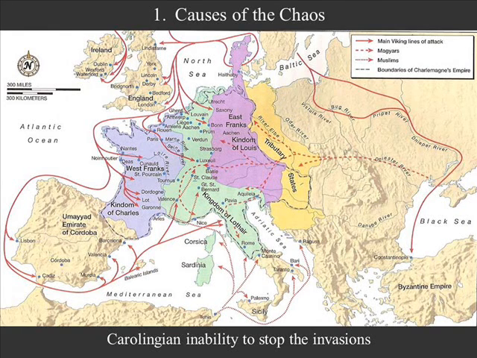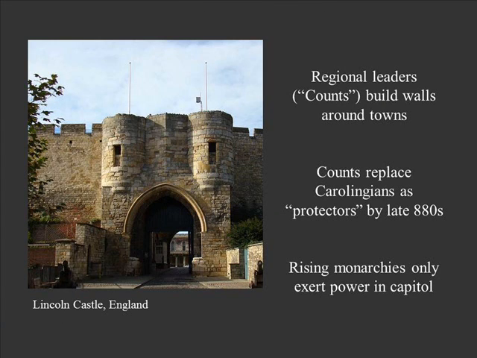So in this instance, people started looking for protection to more local leaders. And these often become known as counts because they take over small little pieces, local pieces of the empire called counties. And a lot of these counts have enough land and wealth, they build a castle, basically a fort, and they build a wall sometimes around the town, and if the area is being attacked, all the people from the farms and all the countryside around, they all run behind the walls and hope to survive, basically. So these local counts basically replace the Carolingians, the emperors, as a source of protection against attack.